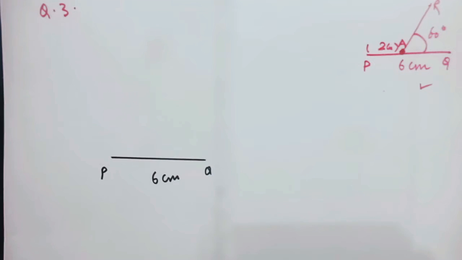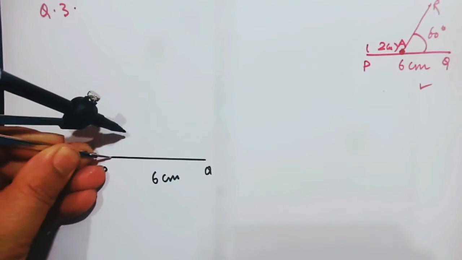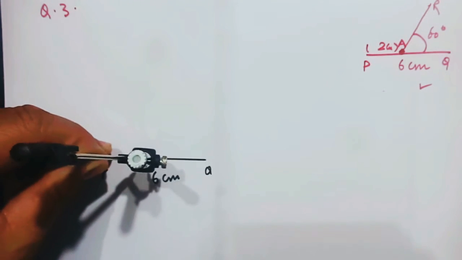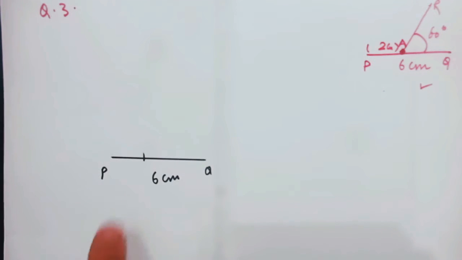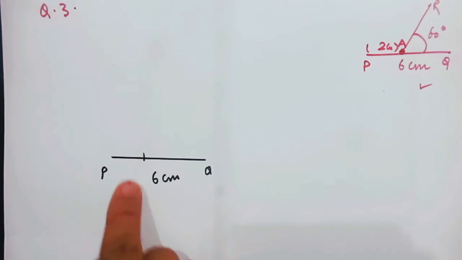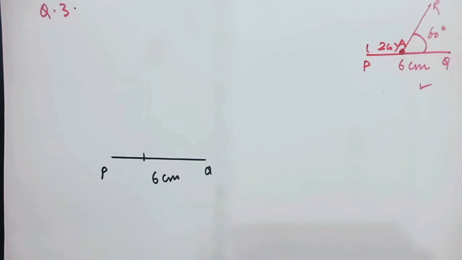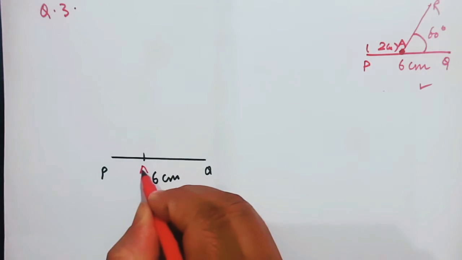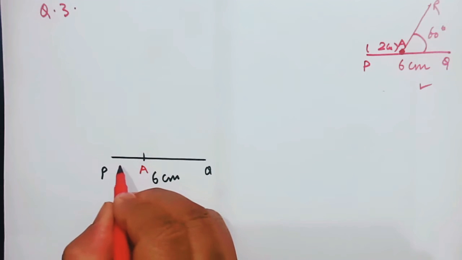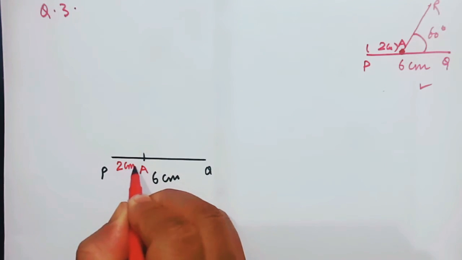Now from P I am going to give a small cut mark, showing that I have really taken the measurement from somewhere else. This is my A, and this PA is equal to 2 centimeters. So I am going to write 2 centimeter here.